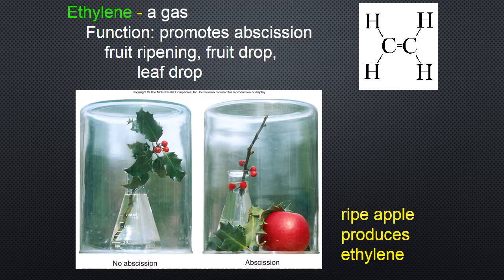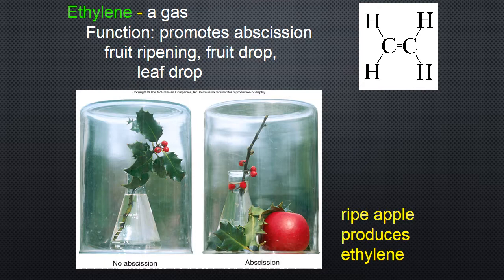Okay, so ethylene is one of those hormones that is in the gas form. Kind of like we talked about earlier with the example of the caterpillar eating the plant and it had volatile hormones. Ethylene would be one of those. So its function is really to promote abscission, promote fruit ripening, fruit drop, and leaf drop. So in our example down here on the bottom, the holly plant on the left doesn't have any ethylene under this particular beaker, and so the holly leaves and the fruit are perfectly happy.